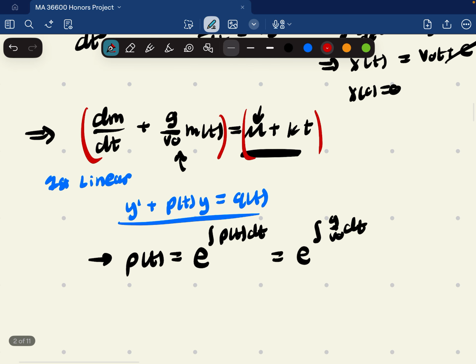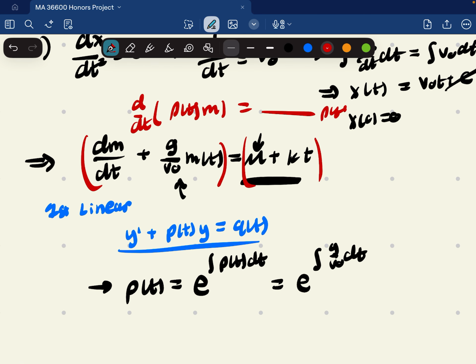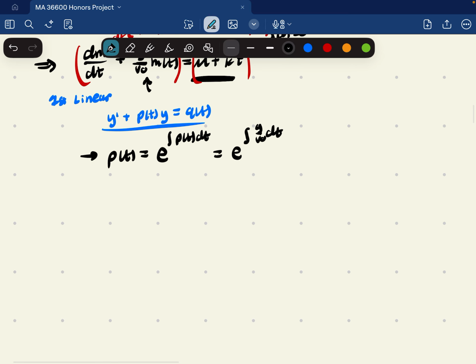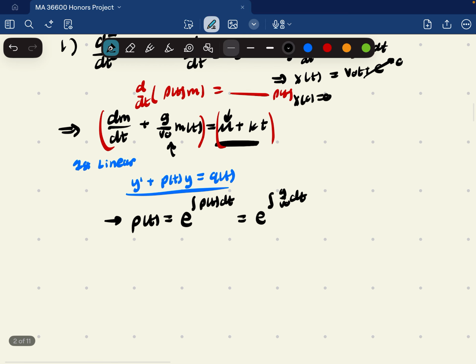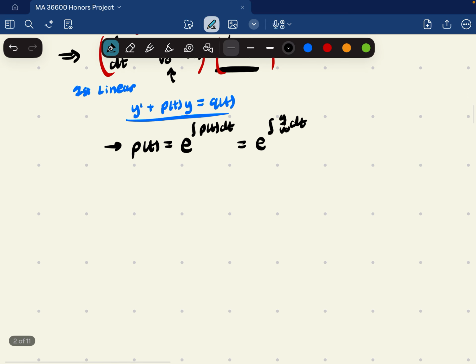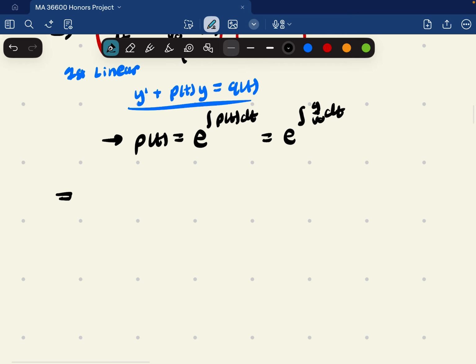And then I rewrite the left-hand side as the derivative of rho of t times m equals this times rho of t. And then I can integrate both sides. And then I can eventually solve. So once again, there is going to be a PDF attached to this video. If you want to look at all the details, you can. But yeah, it's pretty messy.